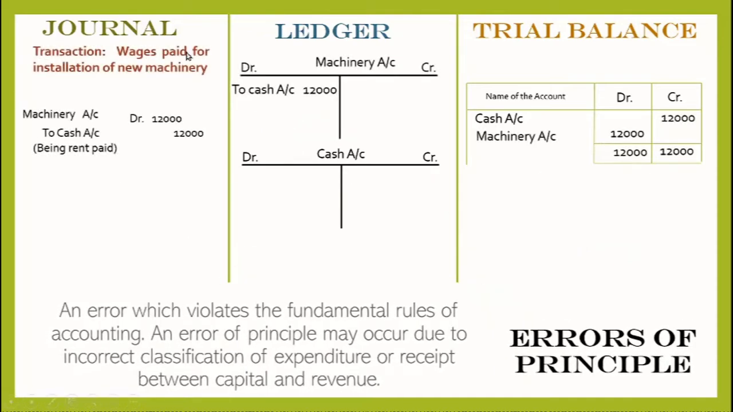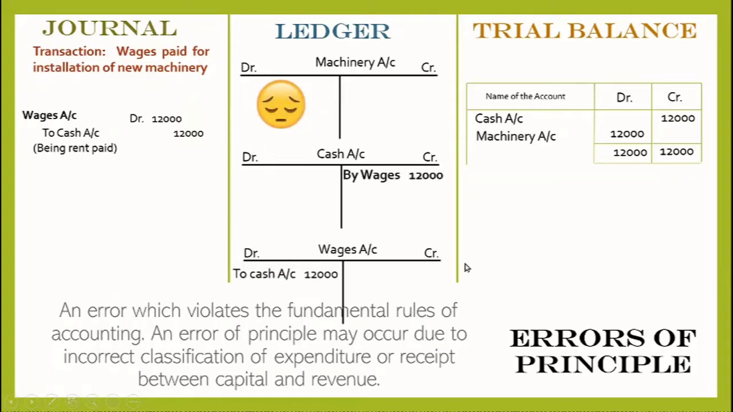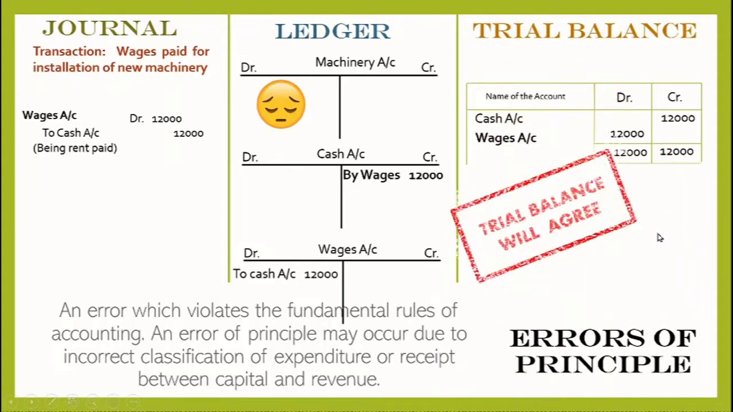The transaction says wages paid for installation of new machinery. For new machinery installation, it should be debited to the machinery account. But by mistake, it is debited to the wages account. Same thing while posting: instead of machinery, it is posted to wages, but on the correct side. So even in the trial balance, the only thing changed is the name of the account, but the debit and credit sides are equal, so the trial balance agrees. So what we have seen is that errors of principle are errors related to the fundamental rules of accounting, but here the trial balance agrees.